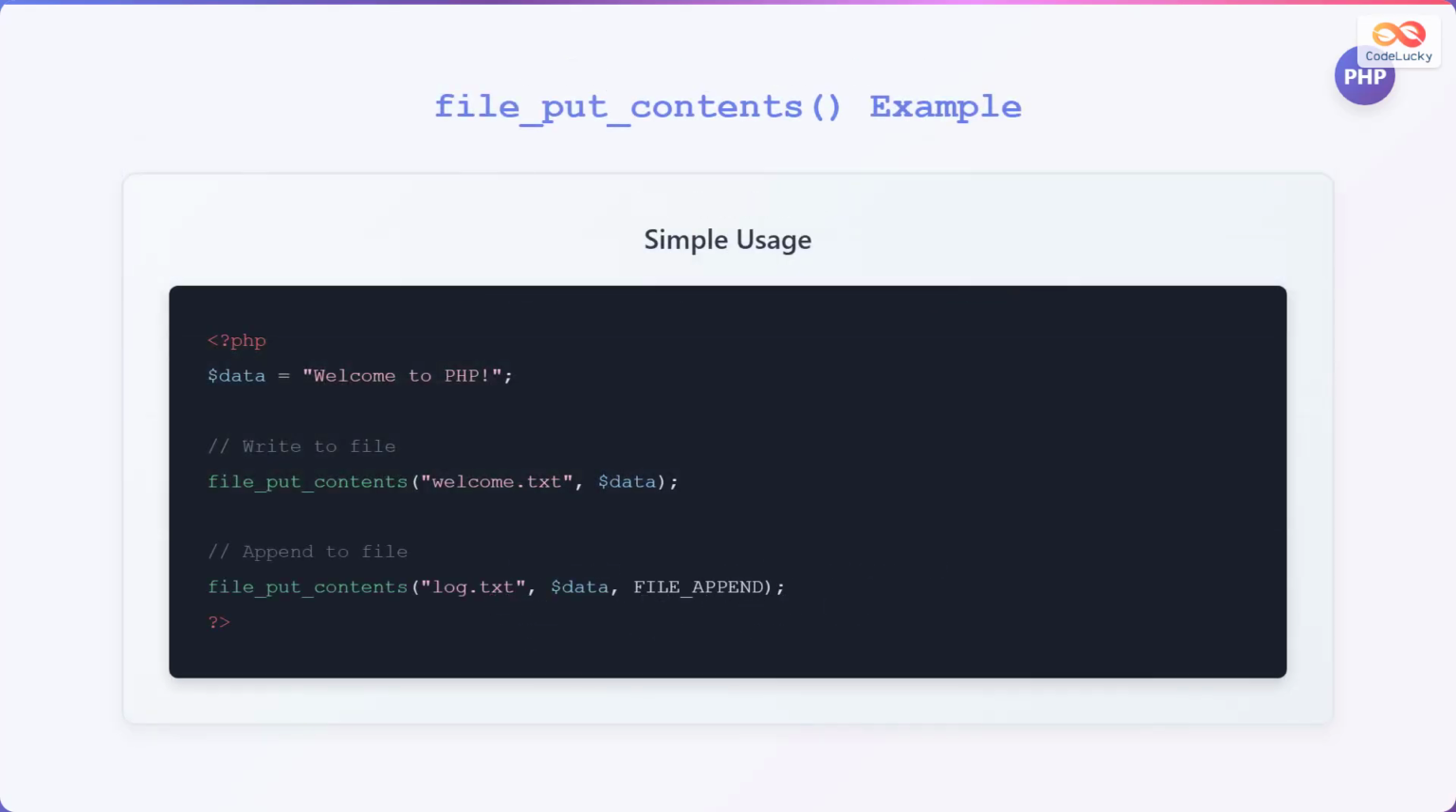Let's see file_put_contents in action with a simple example. First, we define a variable $data and assign it the string welcome to PHP. To write this data to a file named welcome.txt, we use file_put_contents, passing in the file name and the data. To append the same data to a log file named log.txt, we use file_put_contents again, but this time we include the FILE_APPEND flag. This ensures that the new data is added to the end of the file, rather than overwriting its contents.